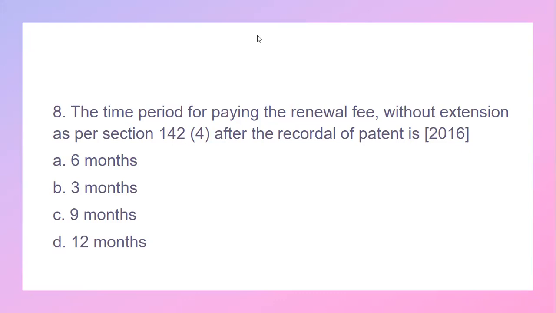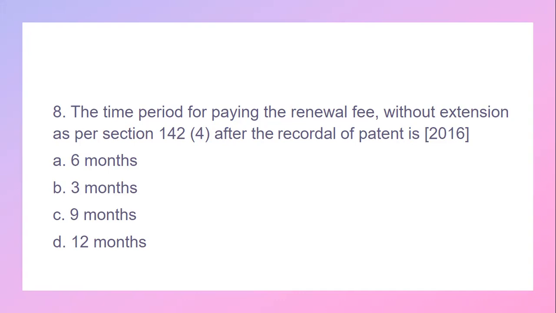So B is the answer, and not later than 9 months, extendable for a further period of 6 months. So 3 plus 6. Overall, it should not extend beyond 9 months. So the answer is 3 without extension. With extension, it total becomes 9. So further extendable for 6 months.